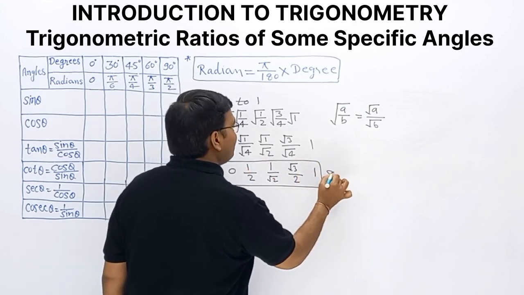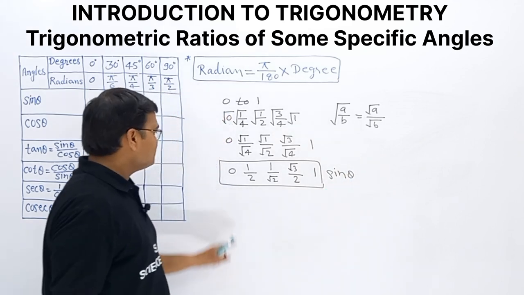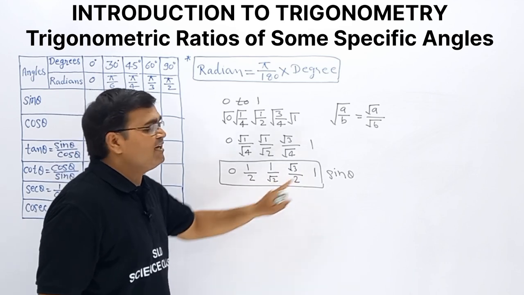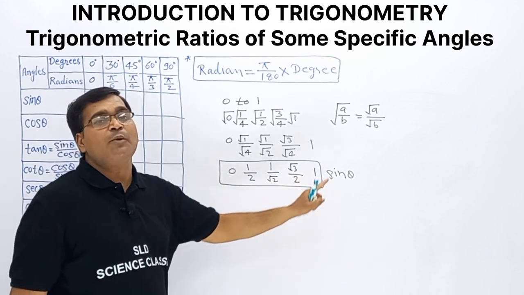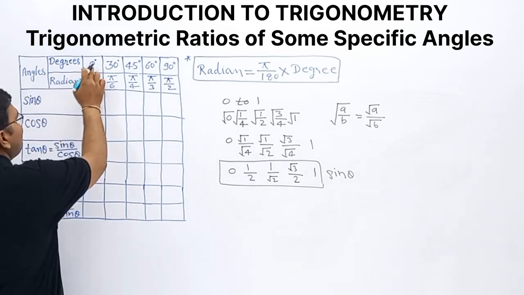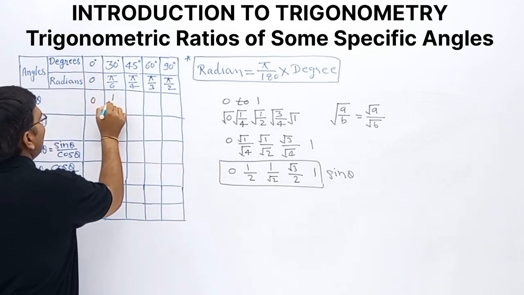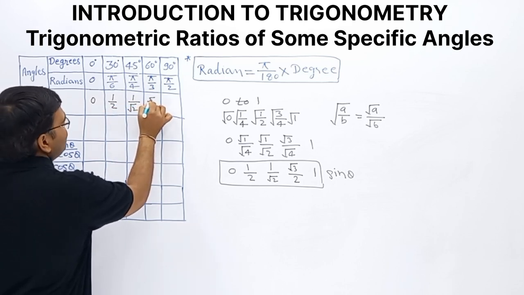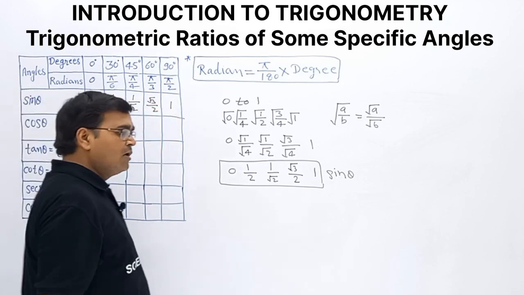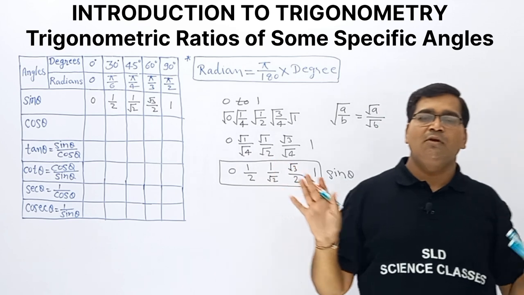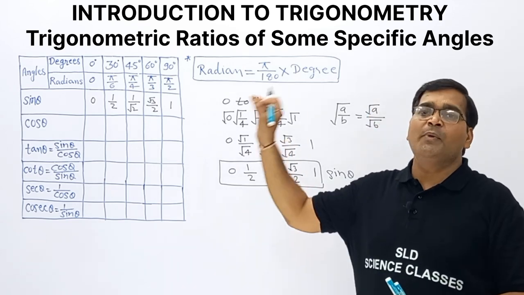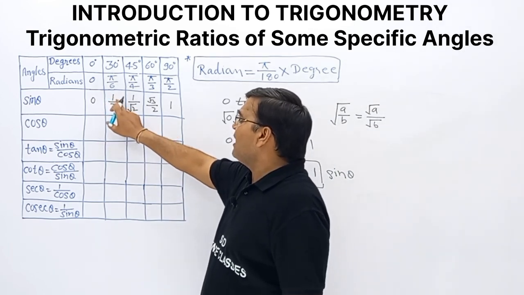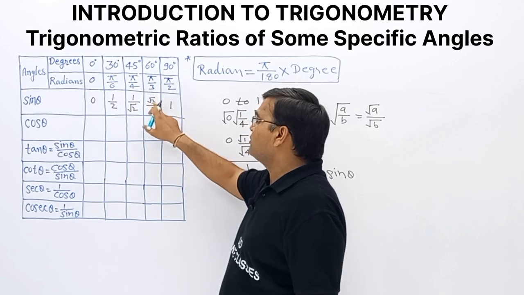And these are what? Values of sine theta, if theta equals 0, 30, 45, 60 and 90. These all are the values of sine theta. I am writing: sine theta: 0, 1 by 2, 1 by square root of 2, square root of 3 by 2 and finally 1. Memorize this line only. To memorize this table, you should memorize the sine theta values only. So sine theta is what? 0, 1 by 2, 1 upon square root of 2, square root of 3 by 2 and 1.